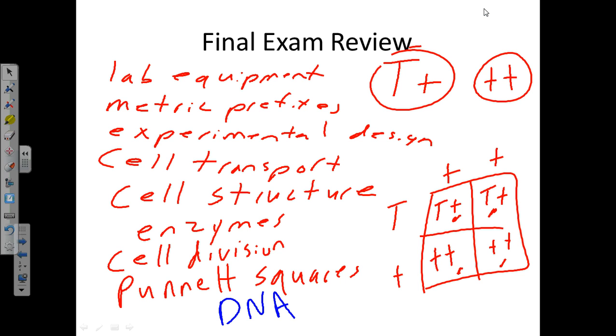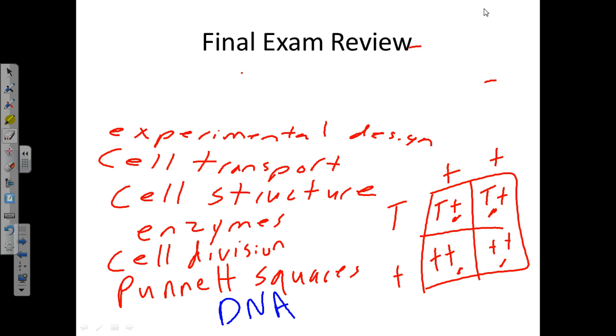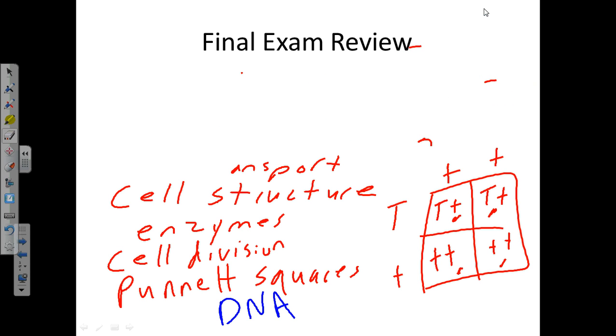Something else that'll be on the test are a few questions about what we call the central dogma of genetics. Remember, the central dogma is how the genes work. How the genes ultimately make what? What are genes trying to make? Proteins.